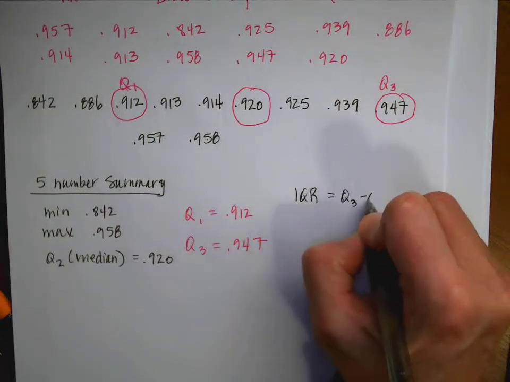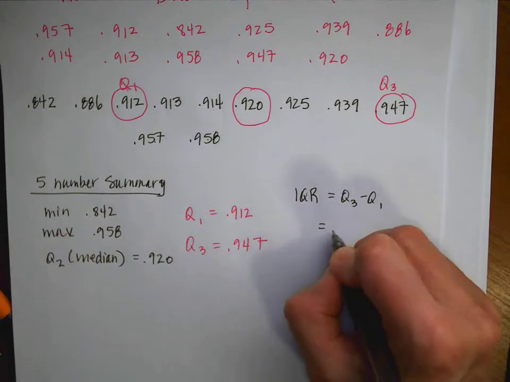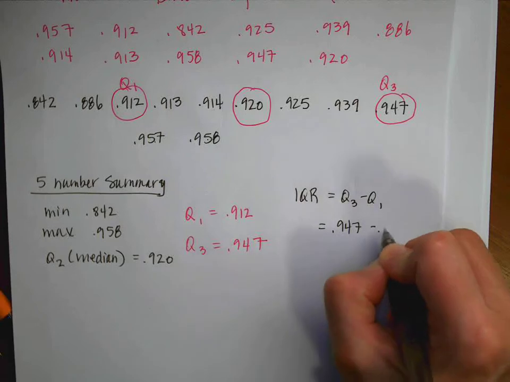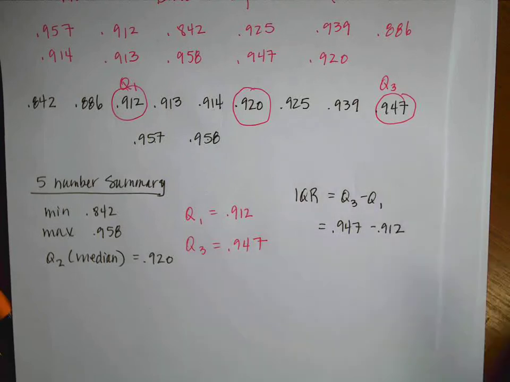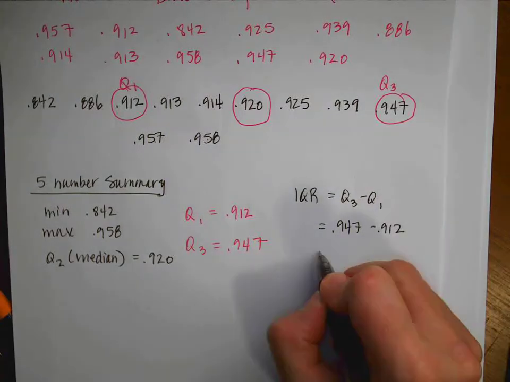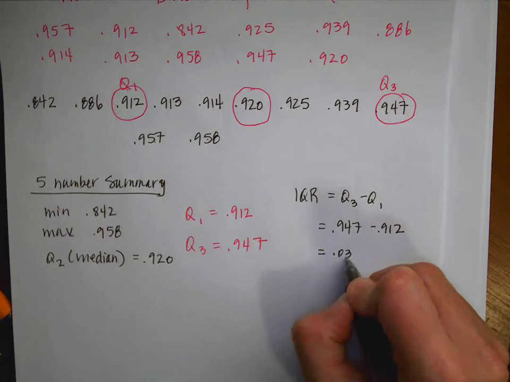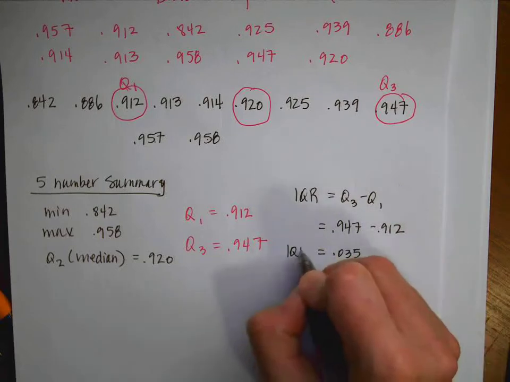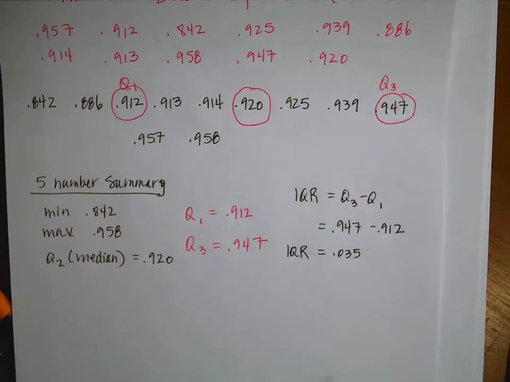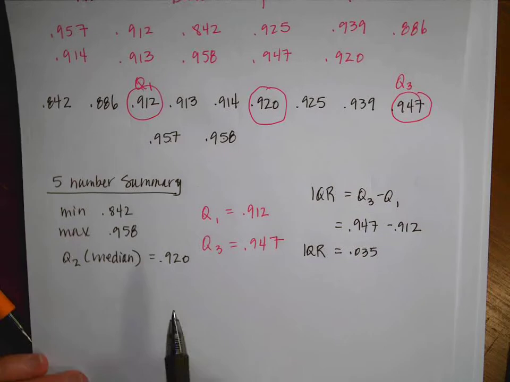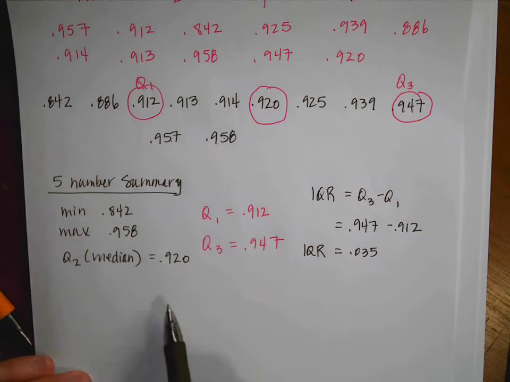Okay, I can go ahead and do my interquartile range while I'm here. That's Q3 minus Q1. So that's 0.947 minus 0.912. And for my interquartile range, I get that it is 0.035, and then I identify it well.